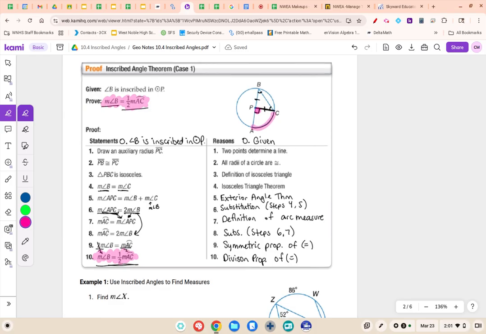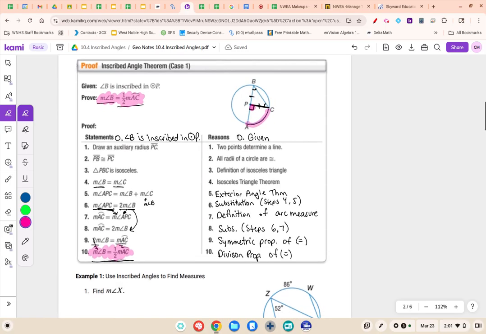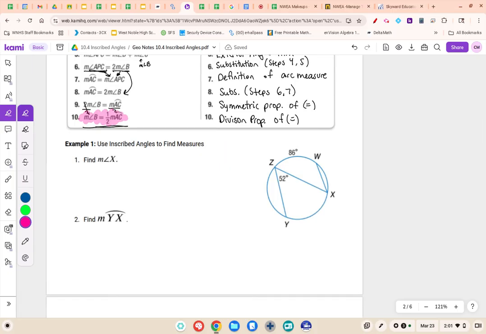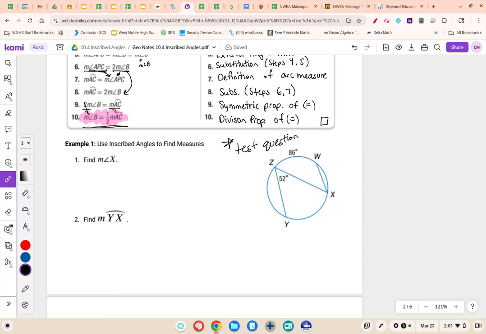So we're good here. Now that we've proved this theorem, we can use it. So that's what we're going to do. And guys, I'm going to give you a heads up. There is a test question like this. So make sure you're really paying attention. Make sure you really understand. If you don't, ask me.